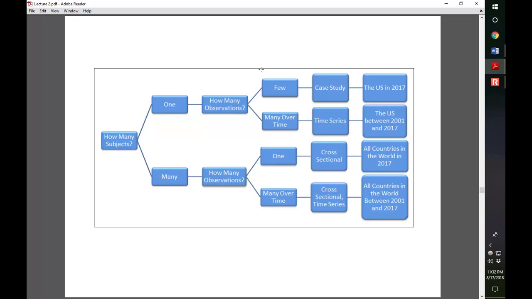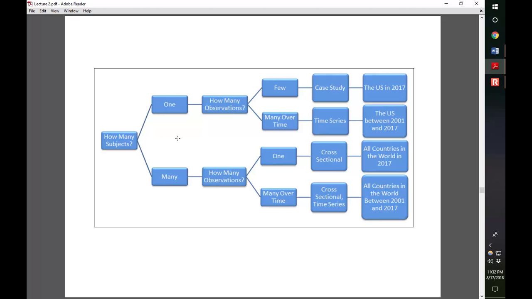If your variable only applies to one subject, but you have multiple observations for that subject, then you have a time series variable. An example of this would be studying democracy in the United States between 2001 and 2017. There would only be one subject in the United States with multiple observations between 2001 and 2017.